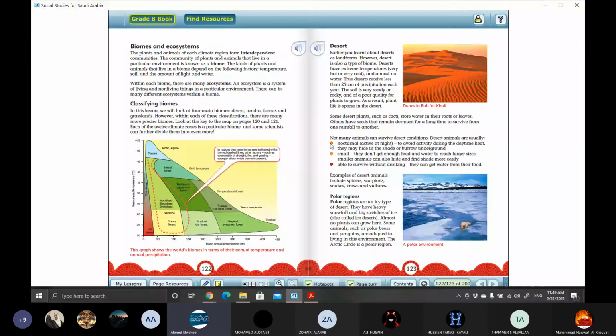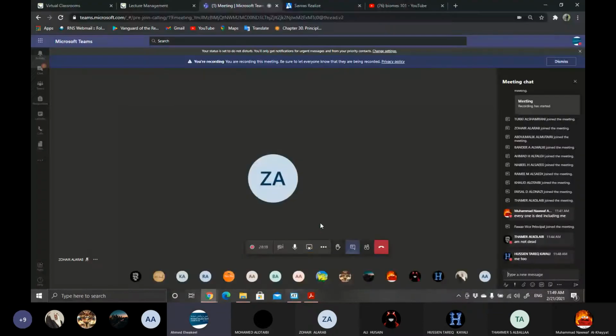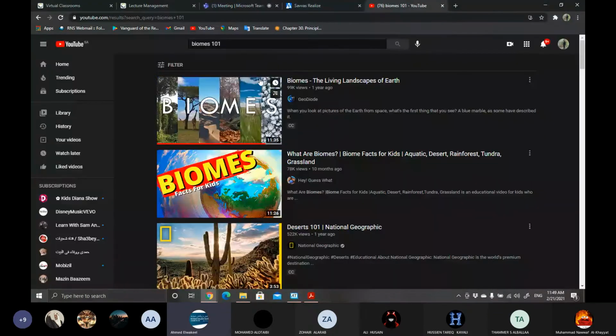So once again, grade 8, the most important point about the biomes is that each animal living in this place has become very adapted to the circumstances of the place it's living in. Weather, climate, temperature, lack of water, coldness, predators in its place. So all of them became very, very adapted.